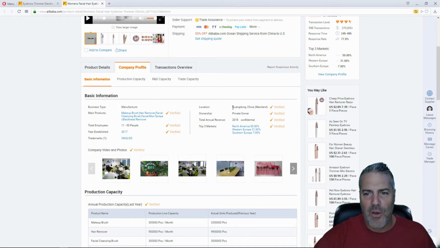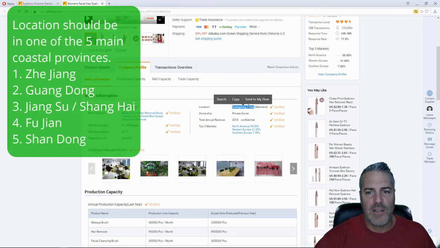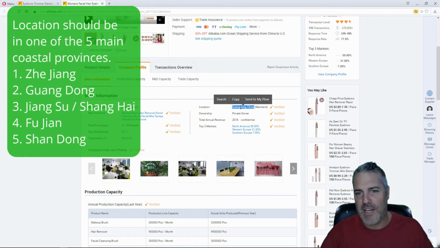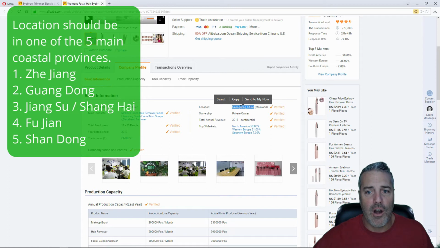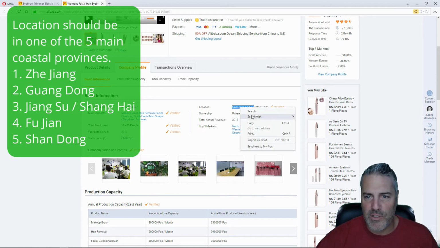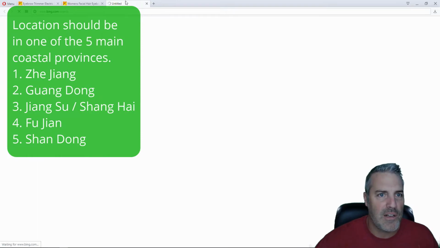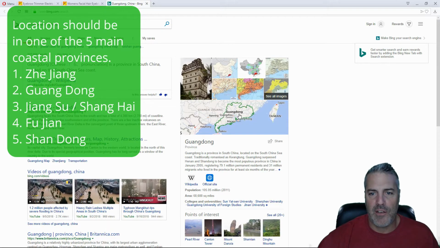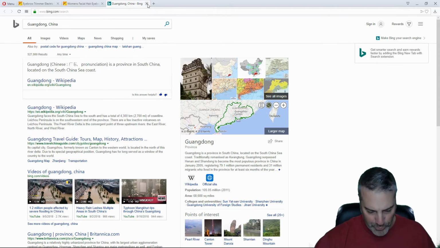The second thing is, where are they located in China? And I want to make sure that they are, it's best if they're located in one of the 5 major provinces that is nearest the ocean, so that my transportation times, shipping costs, all that from wherever the manufacturer is to the port are at a minimum. So you can do this. You can just do a quick search, I'll do it with Bing. They've got a good map. And pull this up, and you can double check that this province is near the water. And obviously you can see here that it certainly is.